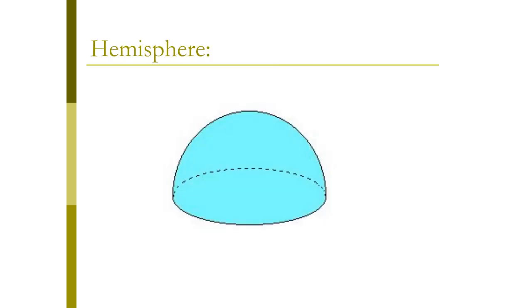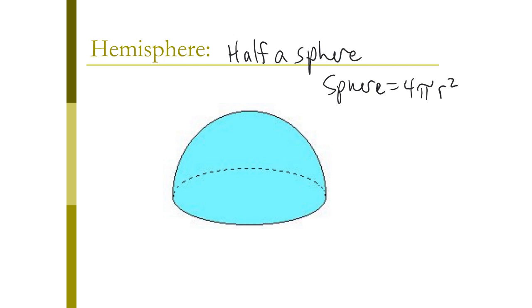All right, next we have a hemisphere. So half a sphere. So if a full sphere is 4 pi r squared, what would a hemisphere be? Well, logically, we would just cut it in half. But what happens when you cut it in half? We get this whole circular face happening down there, right?